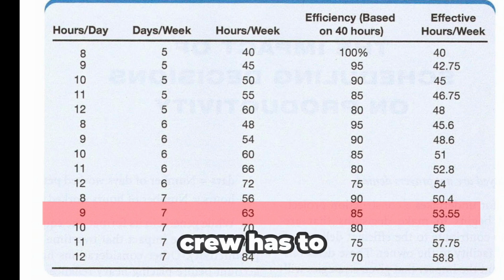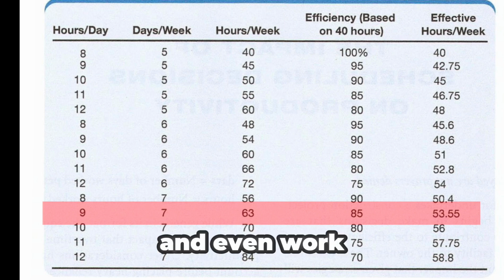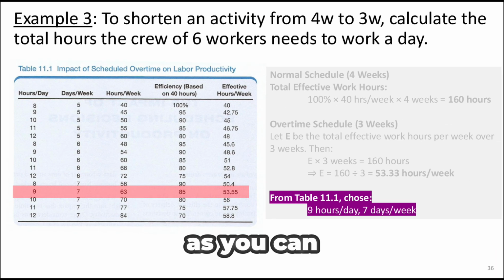This means the crew has to stay at work longer each day, and even work through the weekends. As you can see, they're working 63 hours a week, but only about 54 of those hours are actually productive. That means around 9 hours each week are being paid for without real progress being made. That's why crashing the schedule often ends up costing more.